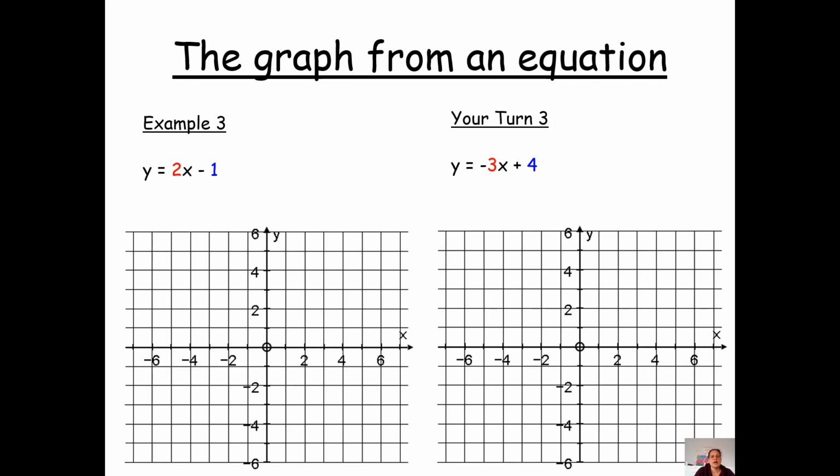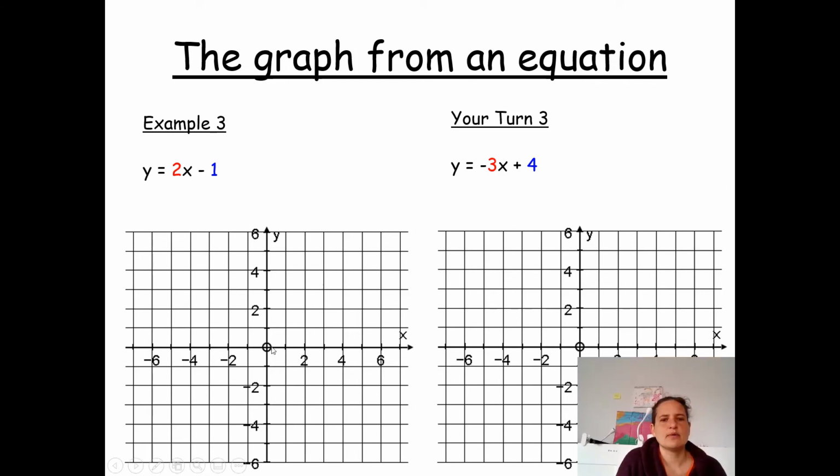Now let's look at how we would draw the graph when we're given the equation. Before we had the graph and we had to write the equation. Now we have the equation and we have to draw the graph. So to do that, we look and we see, well, it's going to cross at -1. So this is going to be a point here on our graph. It's going to cross at -1.